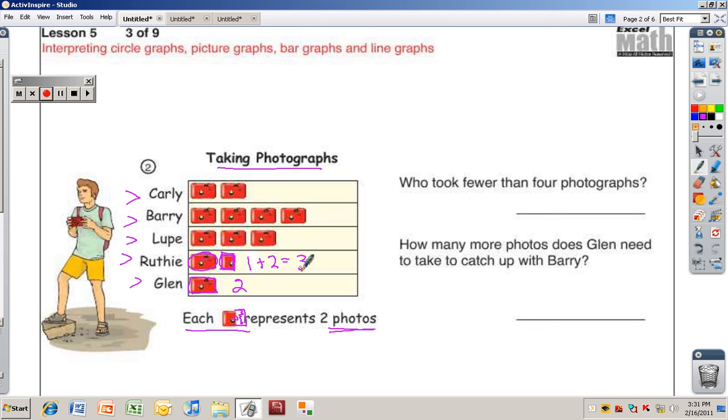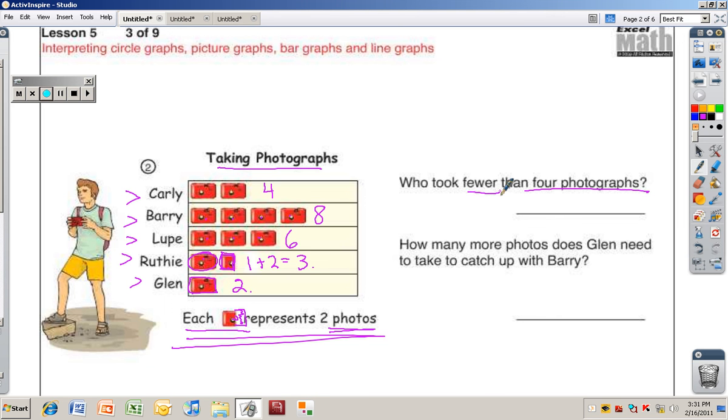Who took fewer than 4 photographs is the first question here. Well, let's go ahead and write the number of photos that each person took so that we can know how to answer this question most easily. Here we have 2, 4, 6, 8. Each one of the pictures, you remember, represents 2. You always have to look at the bottom to see what those pictures are representing. Here we have 2, 4, 6. We already determined that this is 3 and that one's 2. It says who took fewer than 4.